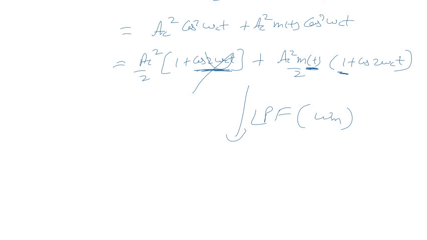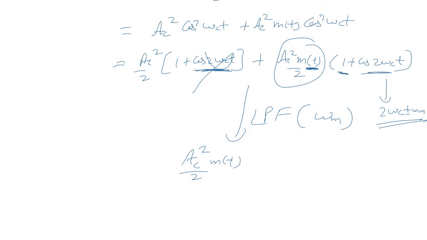That will be passed through this low pass filter. So one of the components that will pass is AC square by 2 into m(t), right? The next component is this multiplied by cos 2 omega ct. So the resultant frequency components will be 2 omega c plus minus omega m.